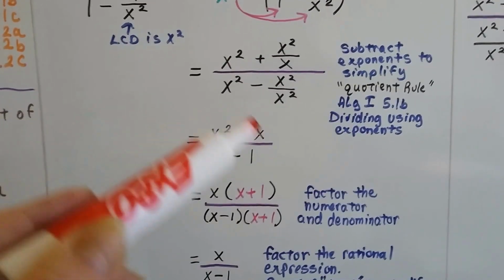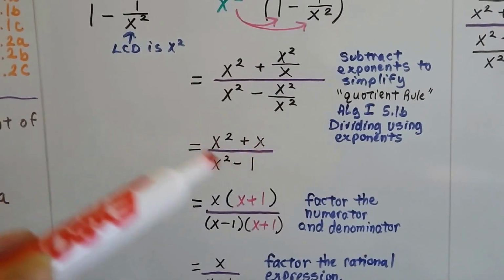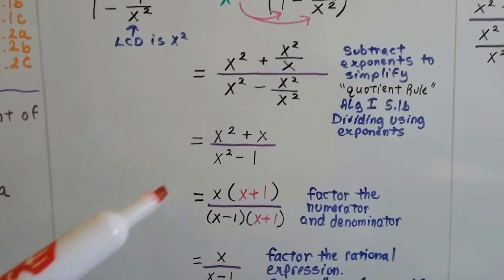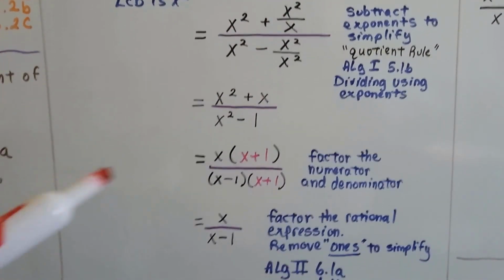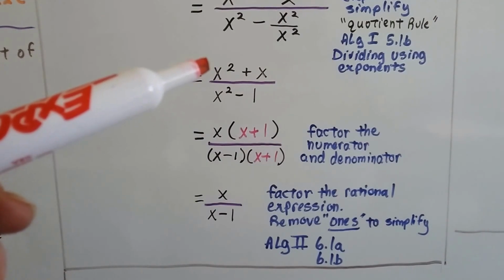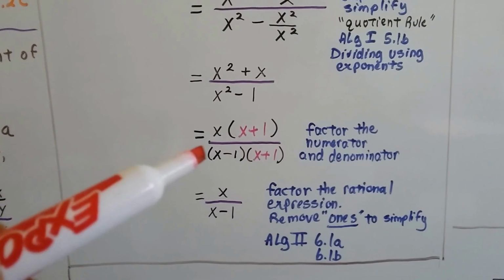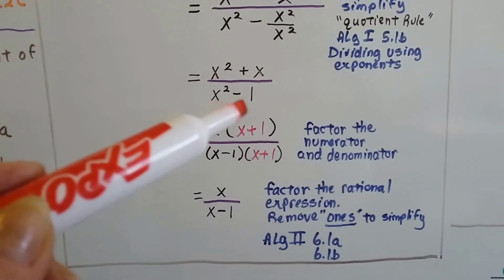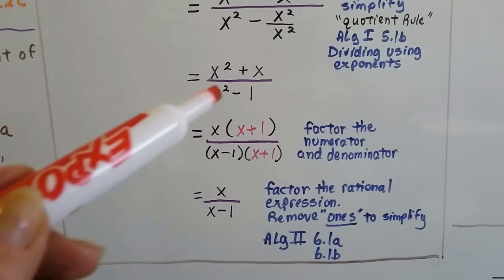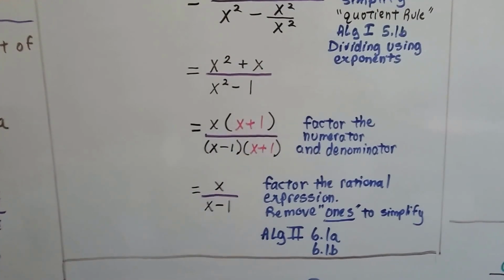So now this is our new complex rational expression. Actually, it's just a rational expression, isn't it? We took the complex part out of it when we did the quotient rule, didn't we? Now we can factor the numerator and denominator. This x squared is an x times x, isn't it? So we can write this as an x times x plus 1, and the denominator can be factored as x minus 1, x plus 1.